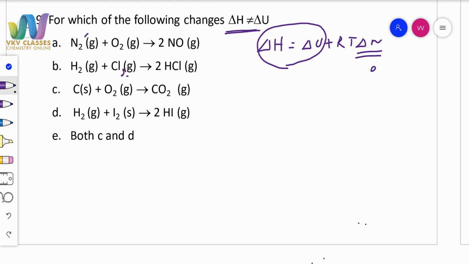In the first case, there are 2 gaseous reactants, 2 gaseous products, so equal. Second case, there are 2 gaseous reactants, 2 gaseous products. So for that also delta H will be equal to delta U. Third case, 1 gaseous reactant, 1 gaseous product. For that also delta H will be equal to delta U. For the last one, you have 1 gaseous reactant but 2 gaseous products. So here delta H will not be equal to delta U. So D is the correct answer.